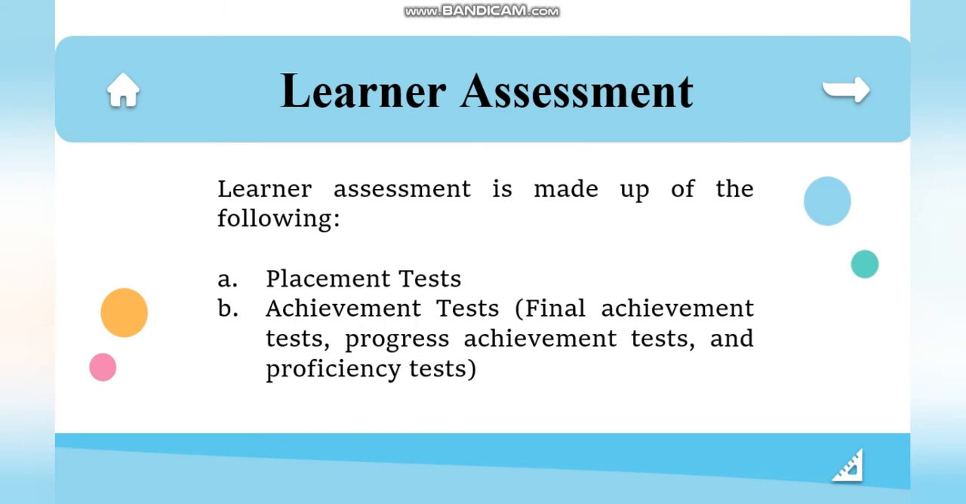Learner assessment. This is the assessment of students' performance at strategic points in the course. Learner assessment is made up of the following. First, placement test, and the second is achievement test. In the achievement test, there are three parts: the first, final achievement test, progress achievement test, and the last, proficiency test.